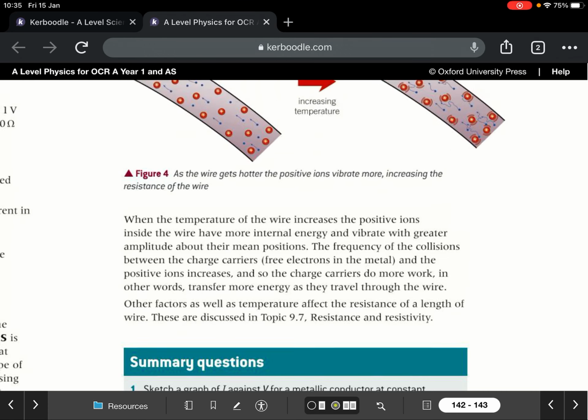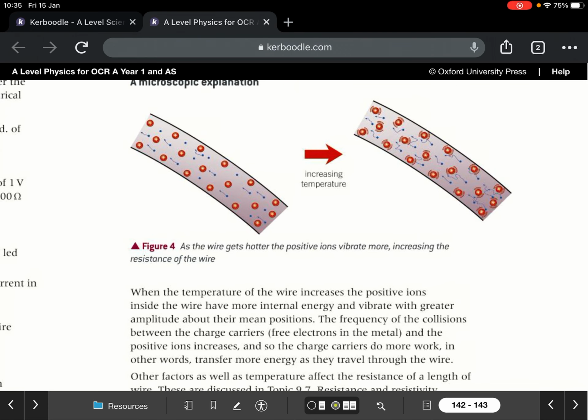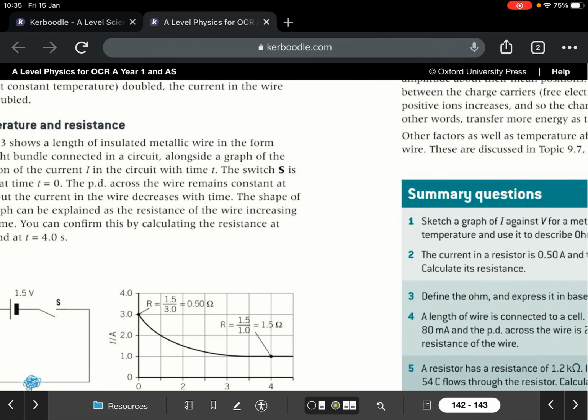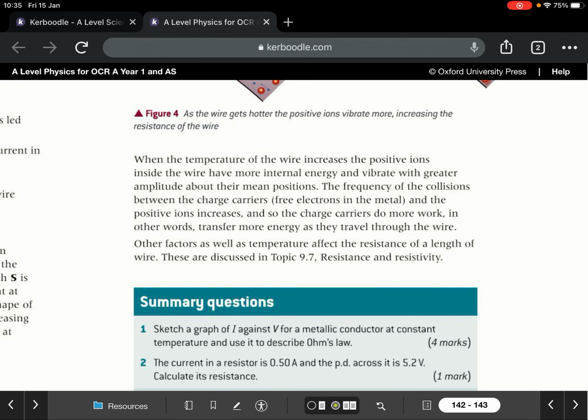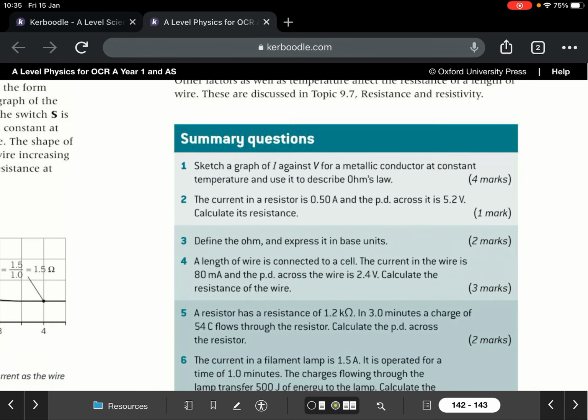So please take notes on this. You will want this diagram, you will want bits of the explanation. And then join me on Zoom and we'll do the summary questions.